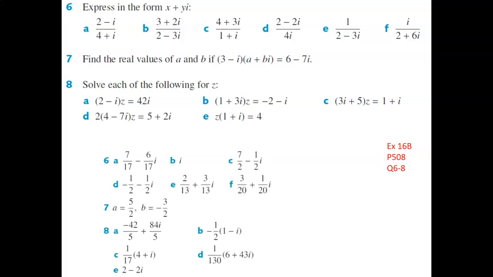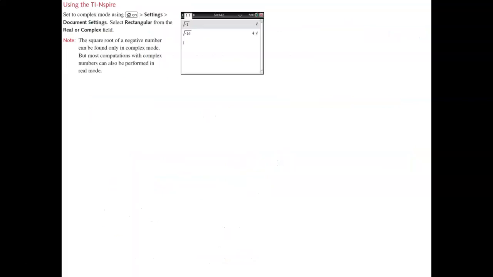Now, all of the questions that you've done today, you need to be able to do by hand, but you can do complex calculations on your CAS. So it needs to be in complex mode to be able to understand what you're telling it. So follow these instructions to put it into complex mode. Now you're in complex mode.